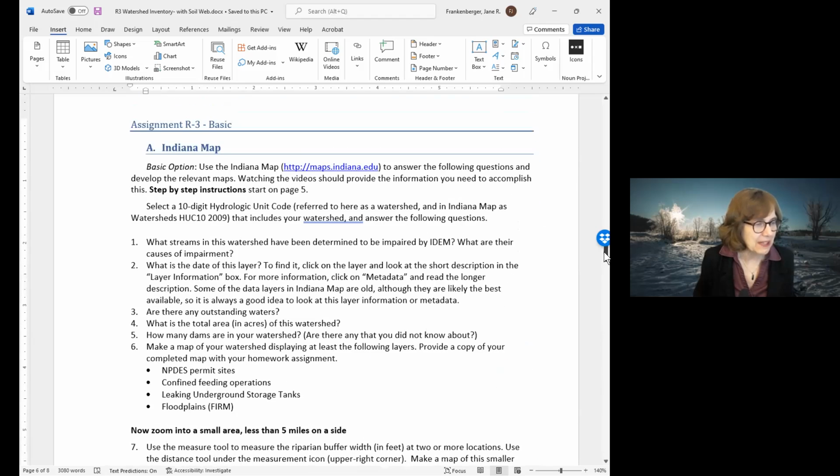So for Indiana Map and Web Soil Survey, we've given questions: what's the date, what are the streams, what's the area of your watershed, how many dams are there, and make a map.